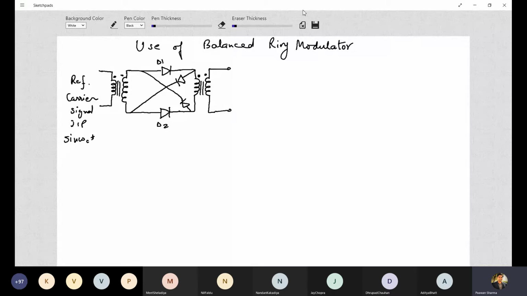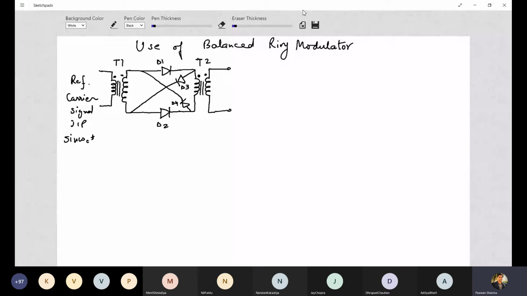Let us call this transformer T1. This is the T2 transformer. Okay, this is D1 diode, D2 diode, this is D3 diode, and this is D4 diode. It might look small, but this is the D4 diode. Let me write it here so that you don't get confused. This is D4.